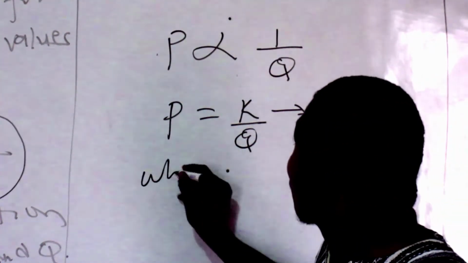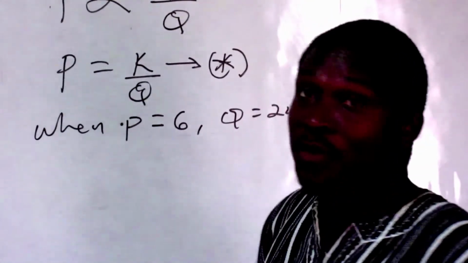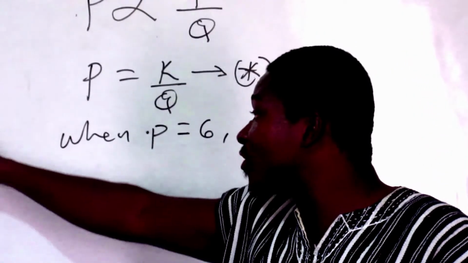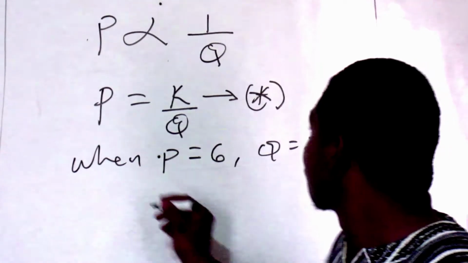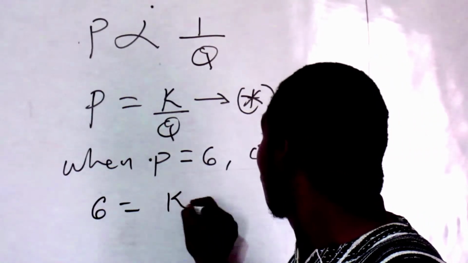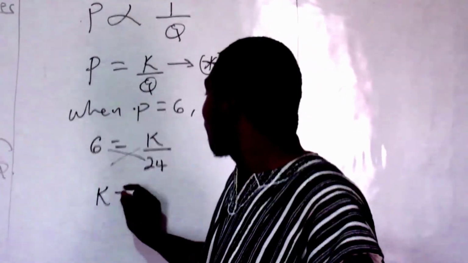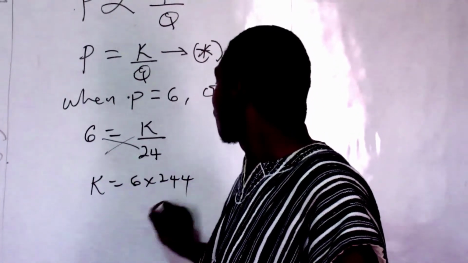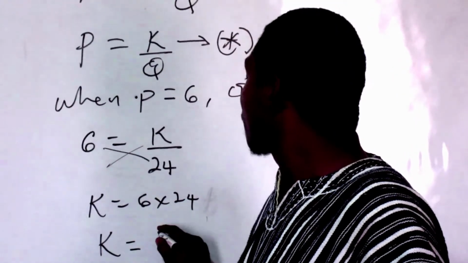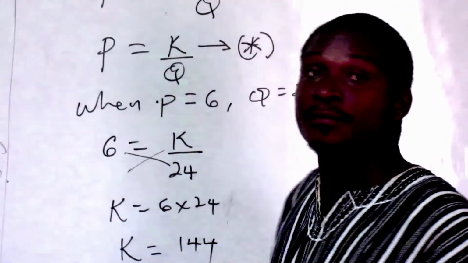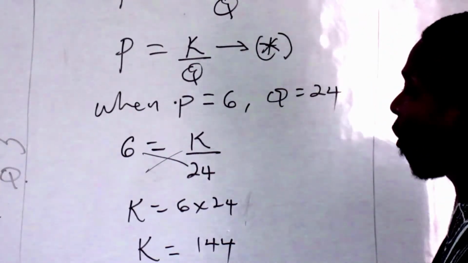Okay. So I can rewrite them again. When P is 6, Q is 24. That is what I'm going to use. Now, if you use when P is 12, Q is 12, you're also going to arrive at the same answer. Now, P is 6, K I don't know, Q 24. As usual, cross multiply. So K is what? 6 by 24, which will give you 144. Good. So I'm going to get K to be 144.